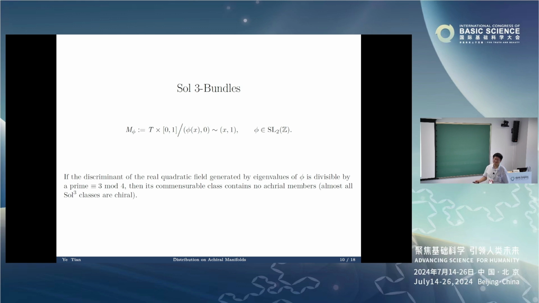So actually, this discriminant concept helps a lot. If the discriminant of the real quadratic field generated by the eigenvalue of phi is divisible by some prime congruent to 3 mod 4, then every member in this class is chiral. So this tells you actually almost all classes are chiral, but without this observation, it's hard to say the reason.